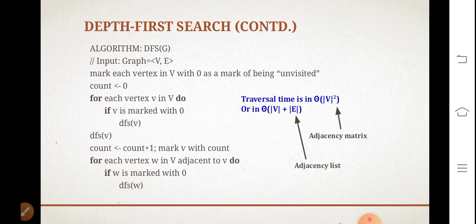The traversal time of this algorithm is in theta of V squared, or in theta of V plus E, that is, theta of the number of vertices plus the number of edges, for the adjacency matrix and adjacency list respectively.